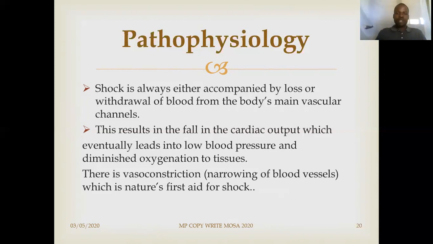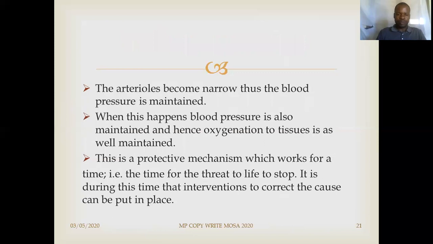Hypotension is always accompanied by diminished oxygenation to tissue, and diminished oxygenation to tissues brings about hypoxia, which brings about tissue or cellular malfunction. There is vasoconstriction, narrowing of blood vessels, which is nature's first aid for shock. So when shock happens, there is always vasoconstriction as a natural response to physiological changes when someone undergoes shock.